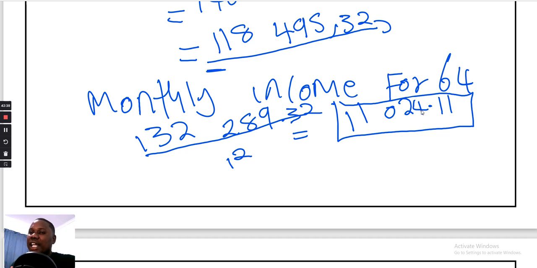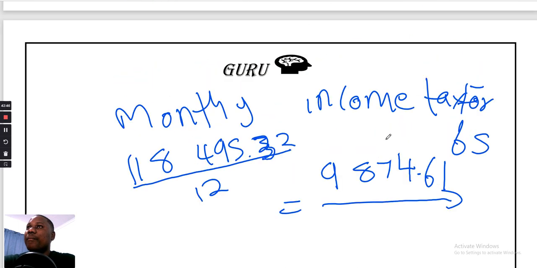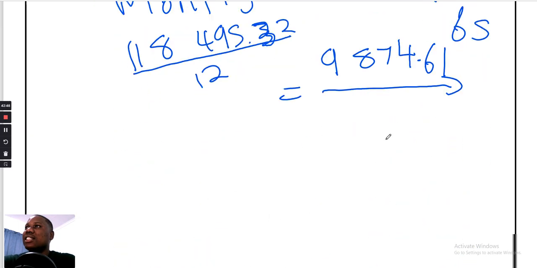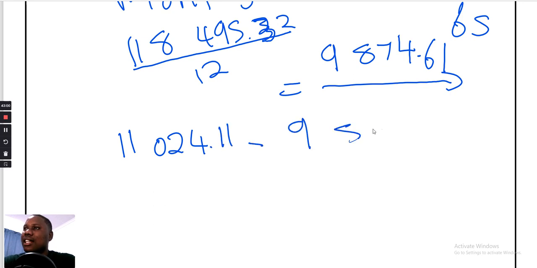Now we are going to check the difference. Okay, so the difference, now we're going to say how much was that one? 11,024.11. Then we subtract 9,874.61. Okay, and then we check how much is the difference. If the difference is more than 600, it means her statement is correct.